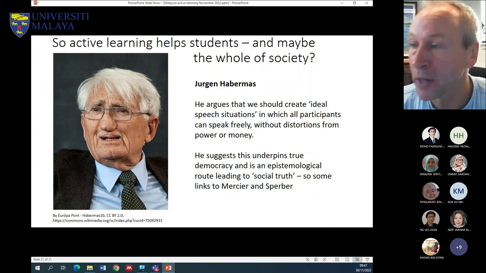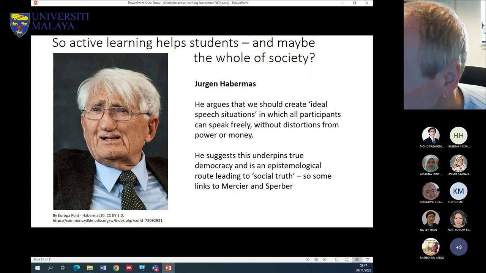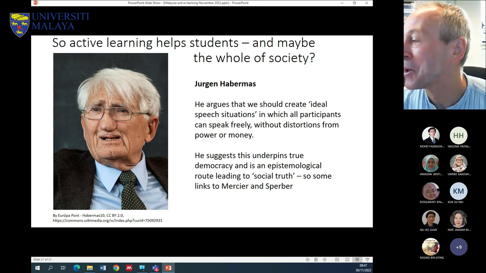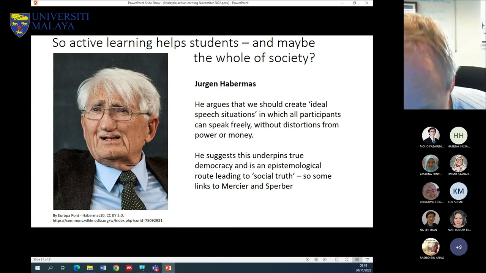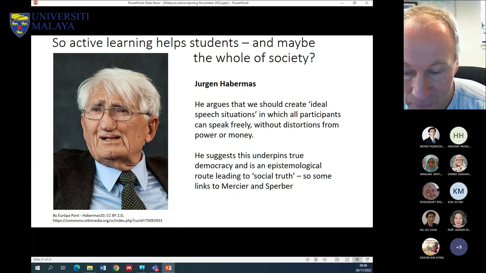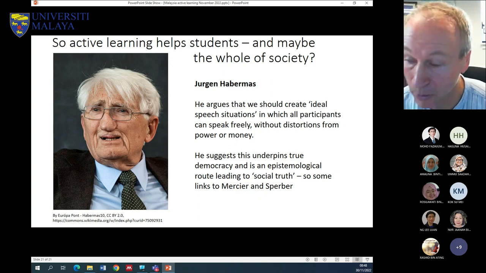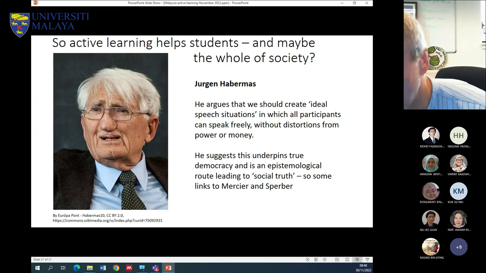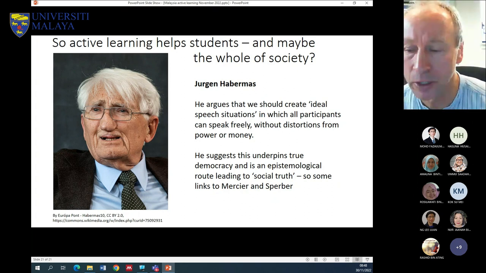So I want to finish with this idea of active learning, and particularly dialogue, being not only something we use because it keeps our students awake, we use it because it's more effective, but also I'm with Habermas on this. It's a fundamental function of higher education. It's our civic function to try to create citizens who are capable of contributing to a democratic polity. And if we don't do that at universities, where are students going to learn that?